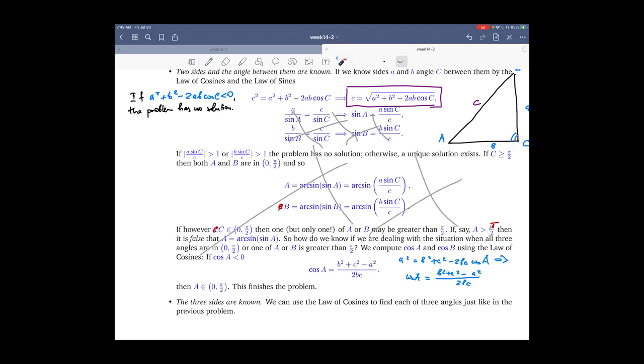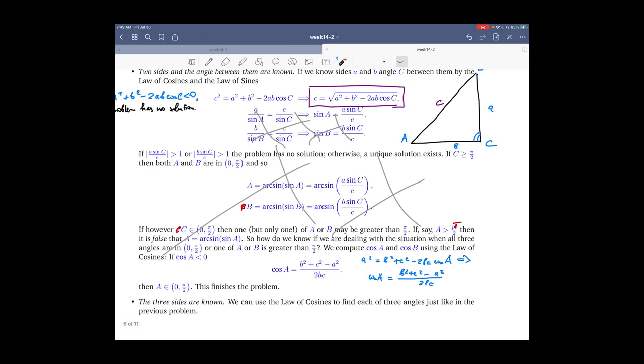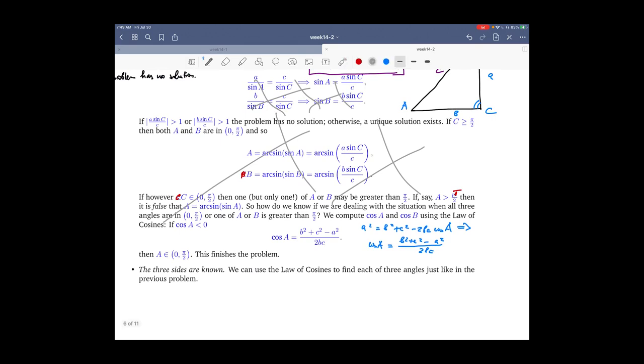You find C, then you find cosine A, and then A is immediately from here the arccosine of this expression, cosine A.